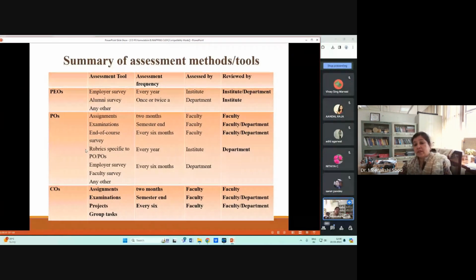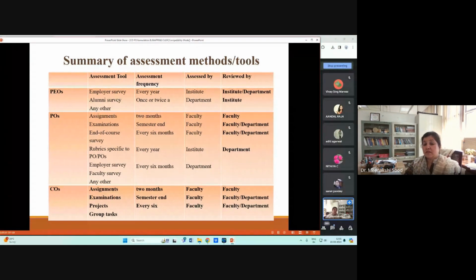So this is the summary of the assessment methods and the assessment frequency. For COs, all direct, and you can assess after 1 month, 2 months, semester, anytime, assessed by faculty and reviewed also by faculty. Whereas for the POs, direct and indirect, it can be semester end, year, 6 months, and the assessing and the reviewing authority will be different. Assessment can be by faculty, but that can be reviewed by the head of the department or the IQAC coordinator or CEO, or dean.